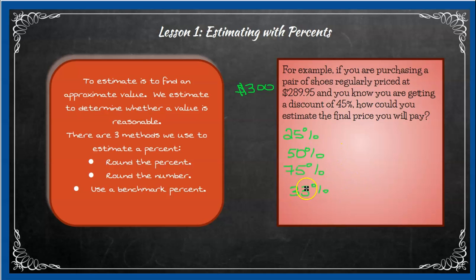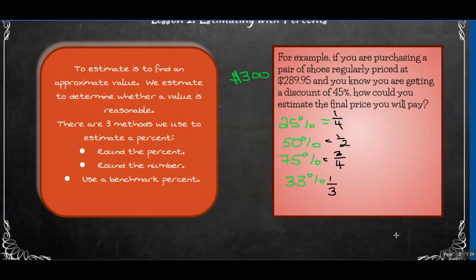The reason we talk about these benchmark percents is because they're easy to make into fractions, and a lot of times we can figure the fraction of something more easily than we can the percent. So 25% is 1/4. 50%, of course, is 1/2. 75% is 3/4. I don't know why my pen is messing up. It keeps looking like a 9 there. That's supposed to be a 4. And 33% is 1/3. This looks more like a 4 now.